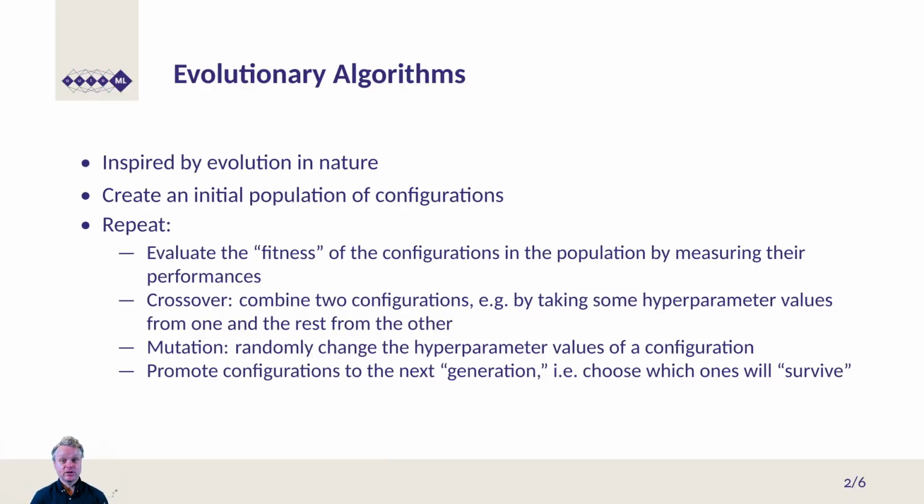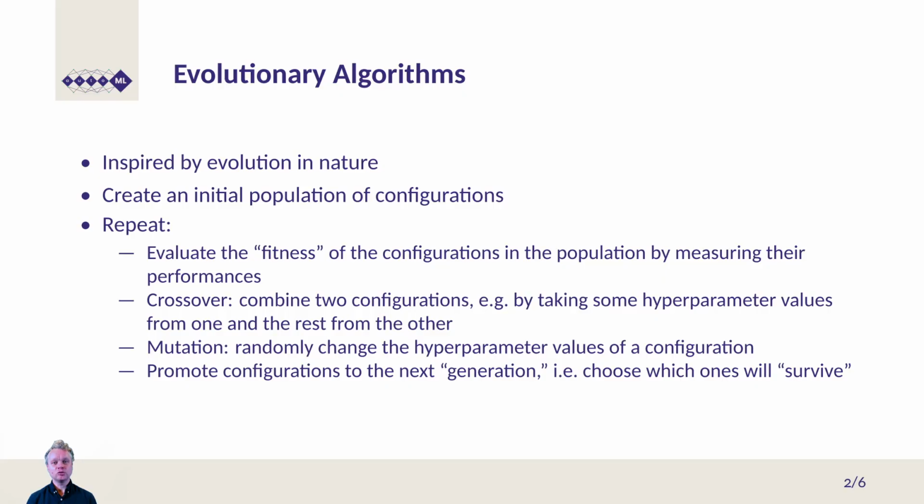Evolutionary algorithms, as the name suggests, are inspired by evolution in nature and are based on relatively simple concepts. We start with an initial population of configurations, and then we repeat the following steps. We evaluate those configurations to judge their performance, in other words, to measure their fitness. This is the term that is usually used in the context of evolutionary algorithms.